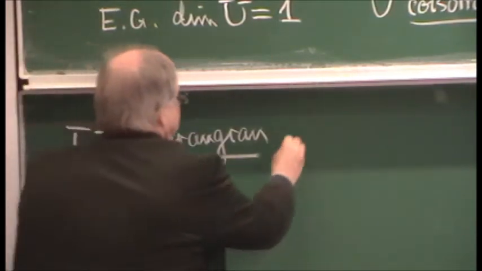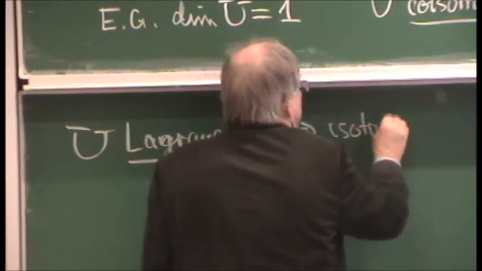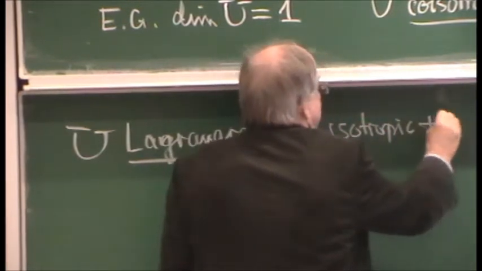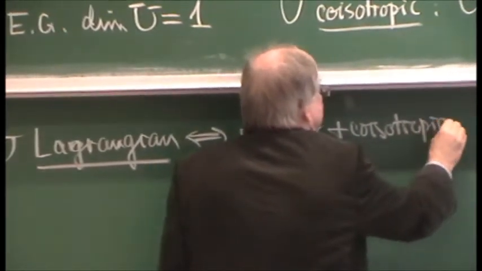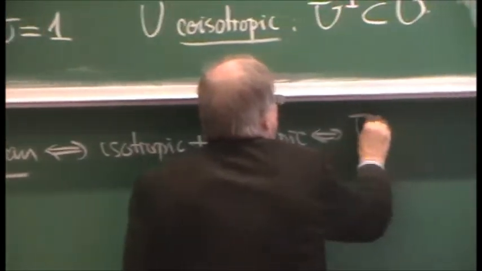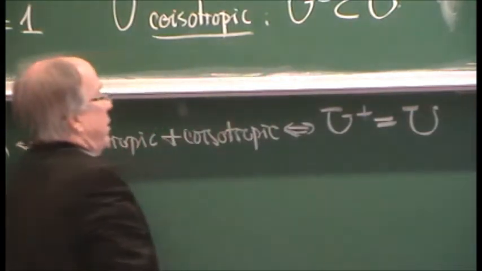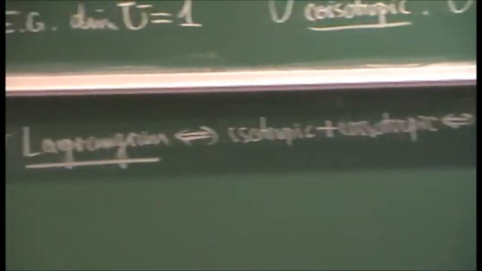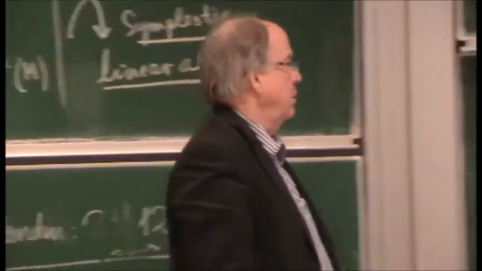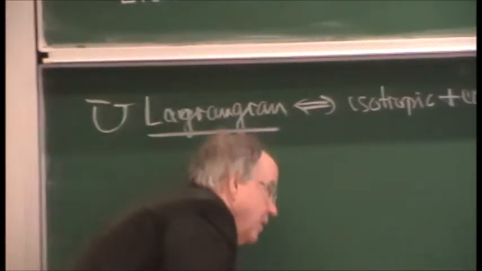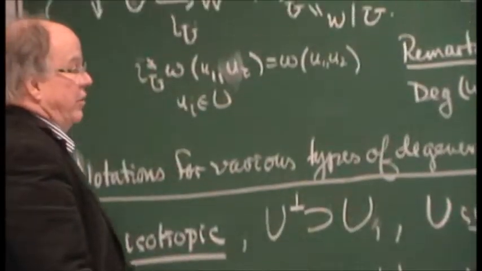This means that U is both isotropic and coisotropic. This means that the orthogonal complement to U is U. Okay, those are the four kinds of subspaces of a symplectic vector space. In particular, Lagrangian will play a big role in many considerations, and I'll talk about it in the next lecture.